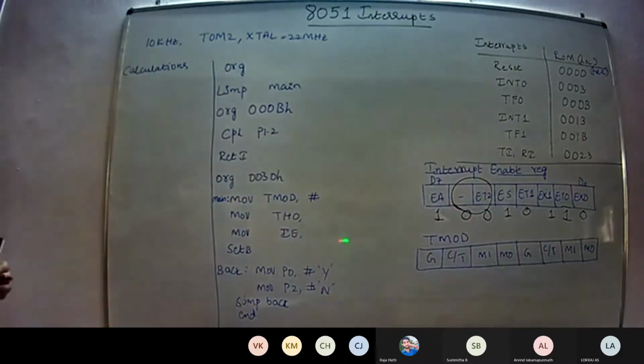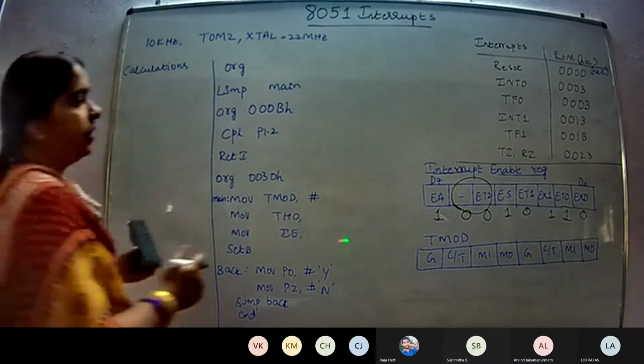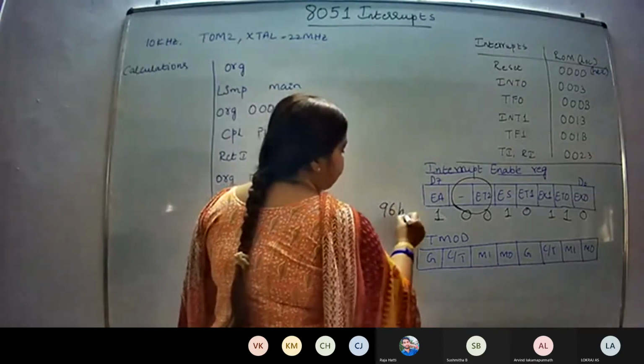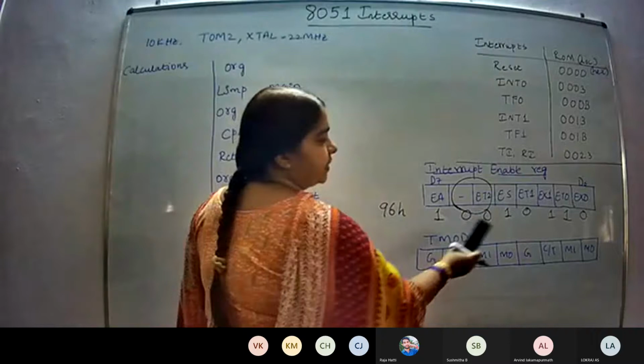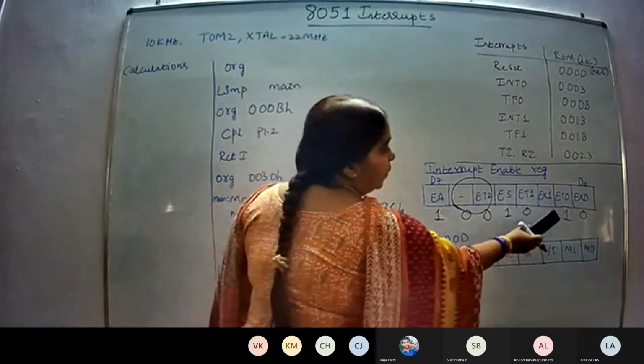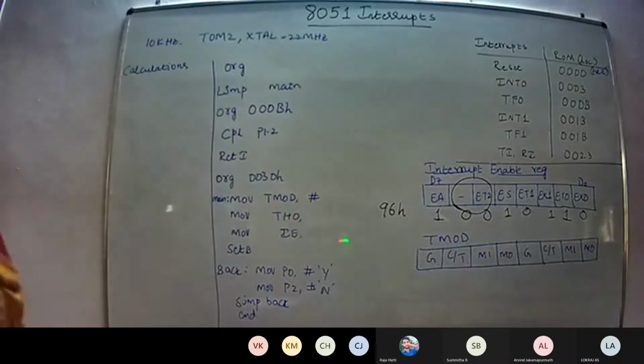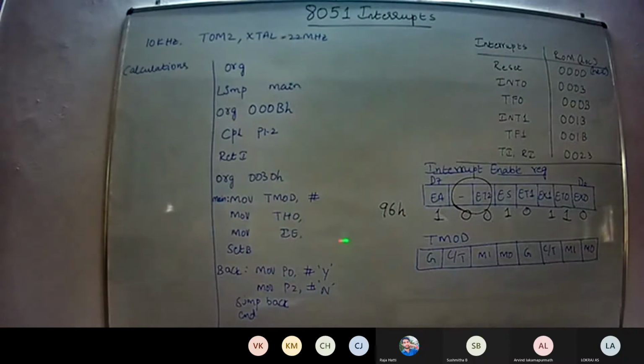Fine. So what will be the value now? 1001 is 9. 0110 is 6. So 96H. If the interrupt enable register is loaded with 96H, that means the serial interrupt is enabled, the external hardware interrupt is enabled, and timer 0 interrupt is enabled. External hardware interrupt 1 is enabled.